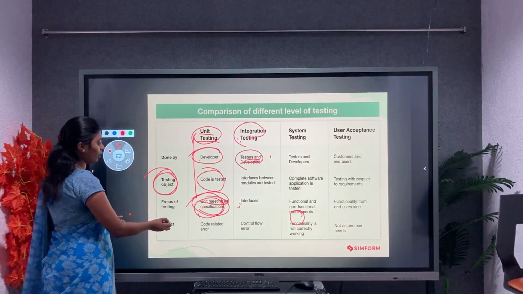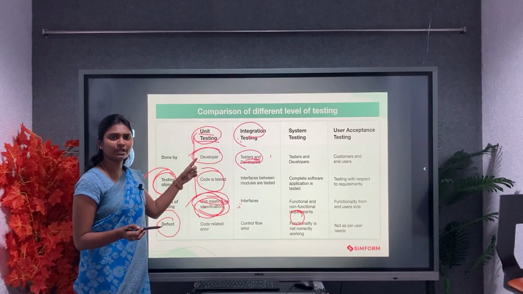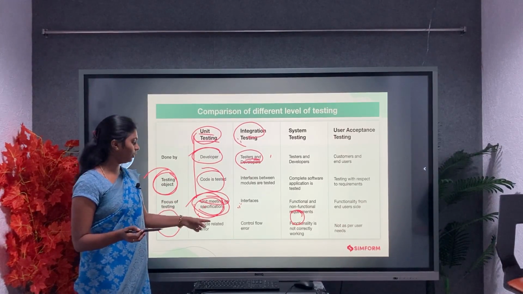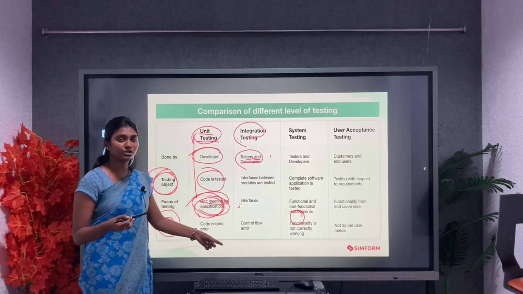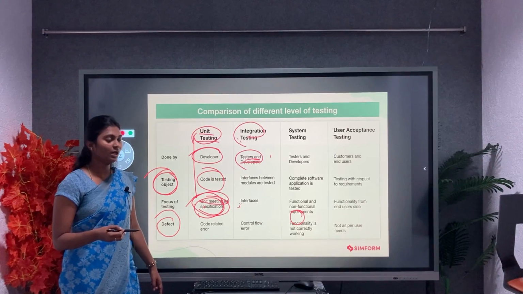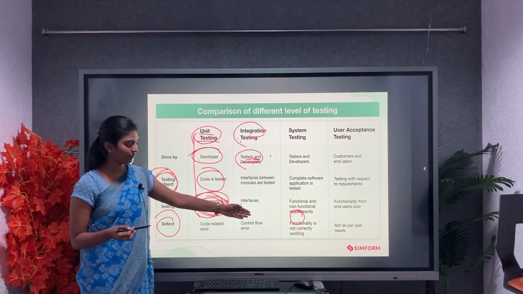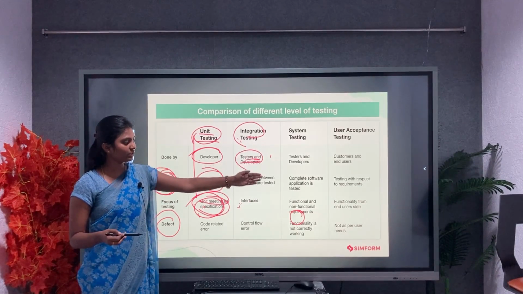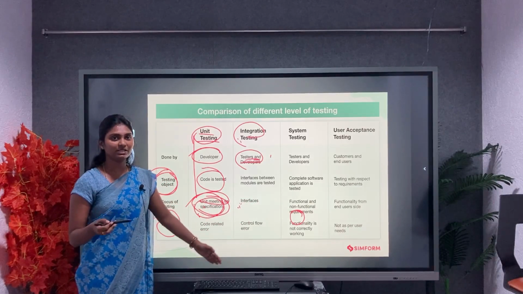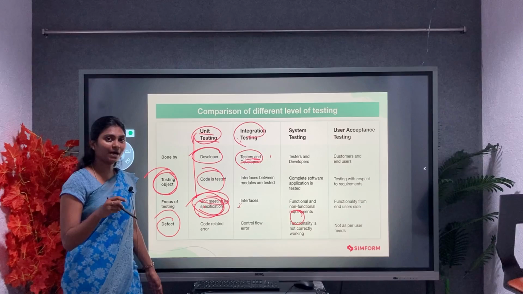Next, what defects are we checking? In unit testing we check the code. Coming to integration, we check the control flows. Coming to system testing, we find errors in the functionalities. Coming to the user, we define the user needs, the guidelines provided by the user, and we find the bugs in them.